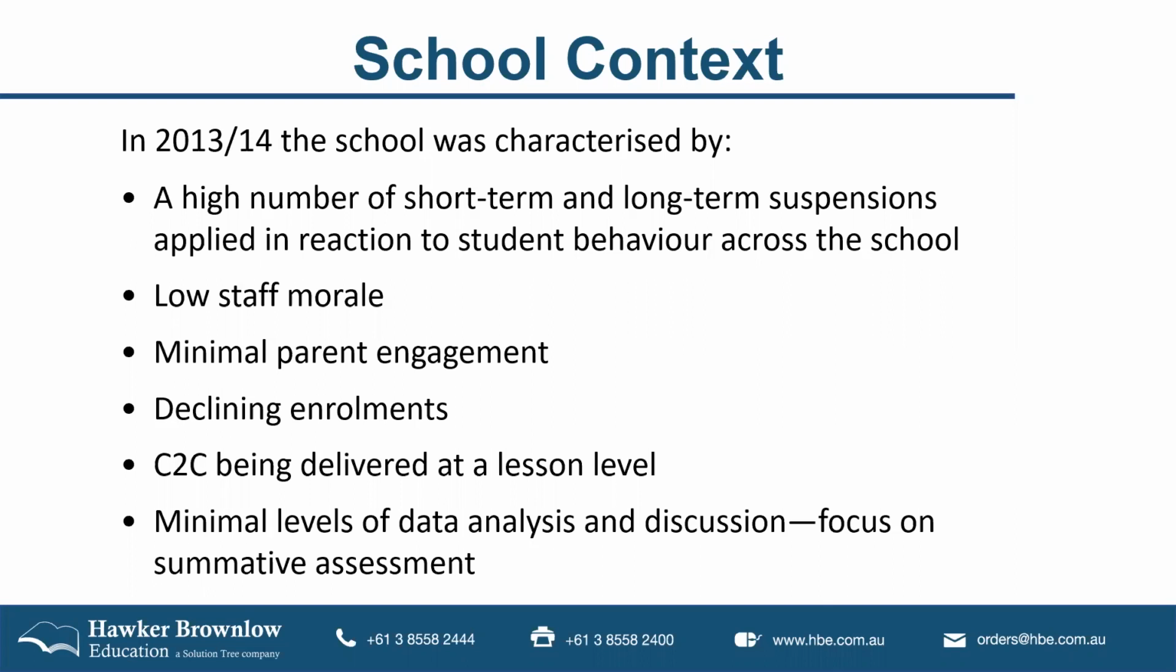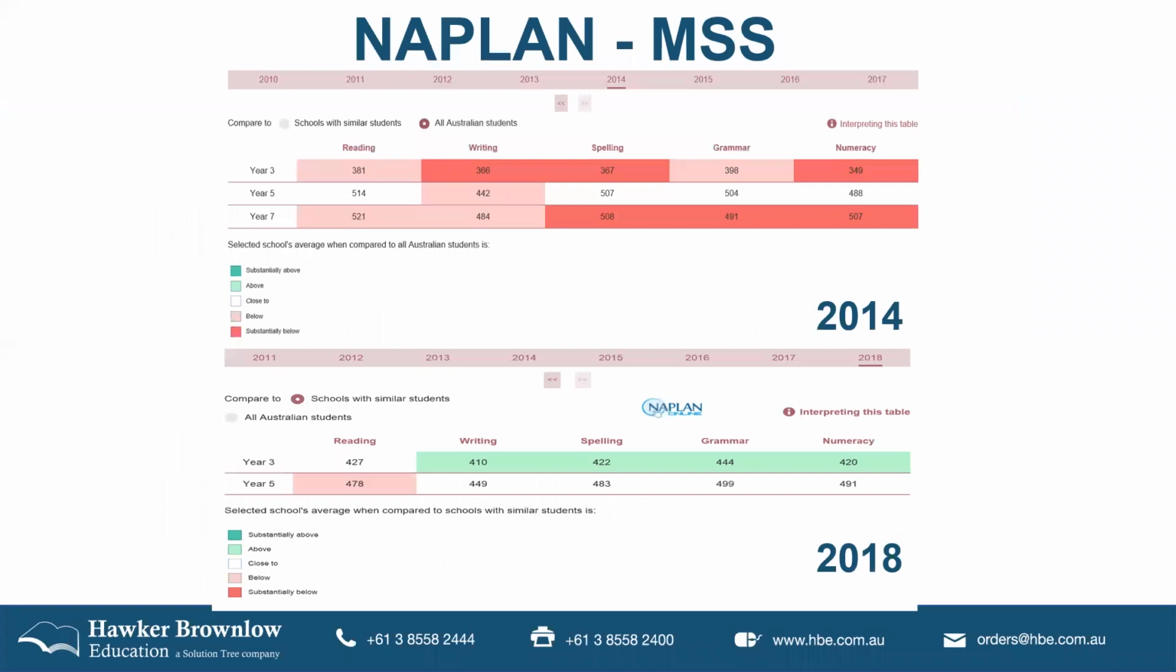I've also put up a slide, and this slide is in the public domain. So this was just off the My School website, so anyone can access this. And you can see really clearly in 2014, we were certainly an underperforming school. In 2018, which really, 4 years is a very short time in a school improvement journey, there's the total opposite.